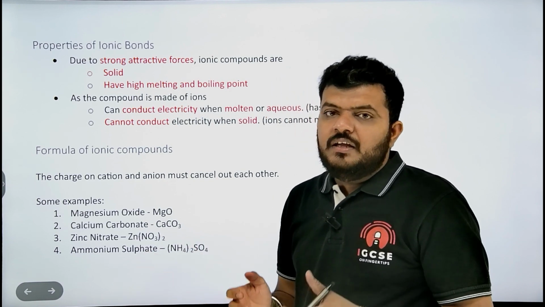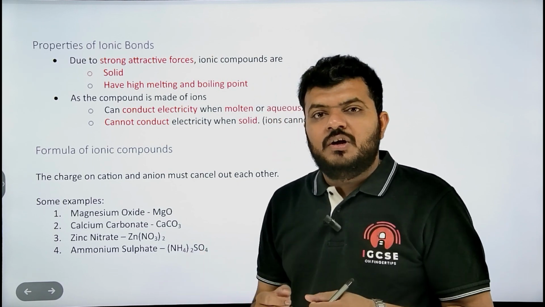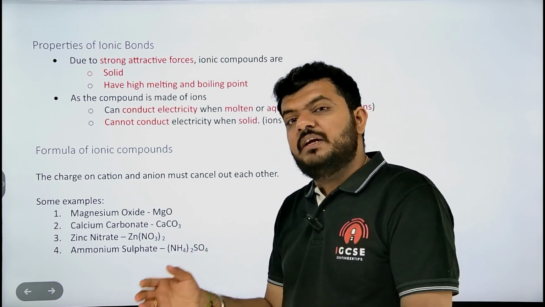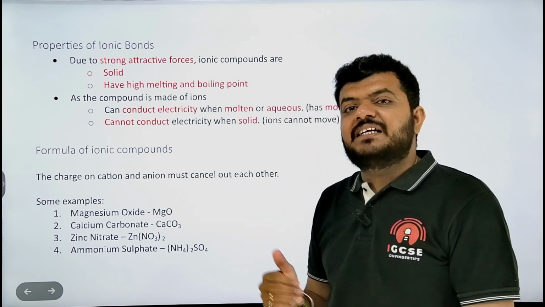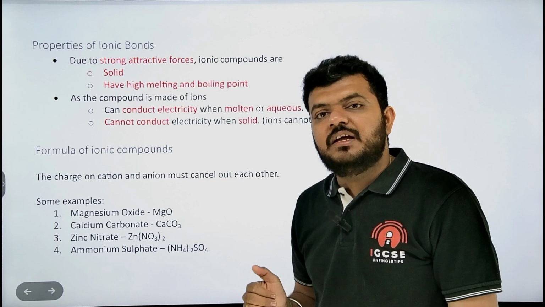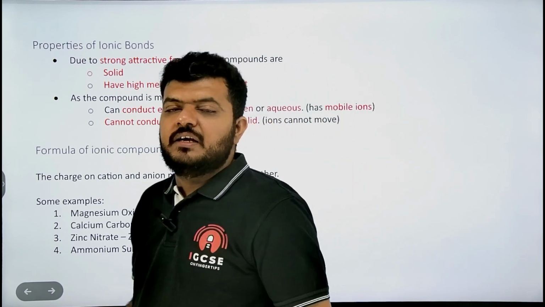Which is why current can be passed through dilute acids, or current can be passed through water that contains some salts. So these ions become the charge carriers. They are mobile ions. They can move around, right? So if they are aqueous, they can conduct electricity.